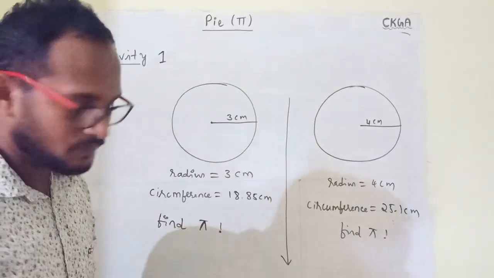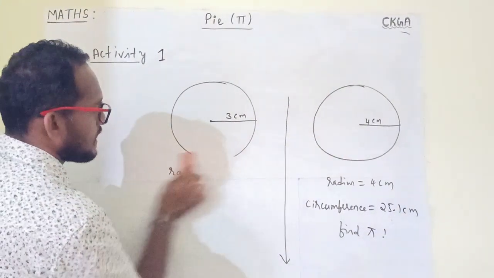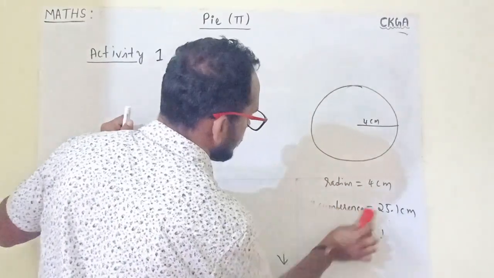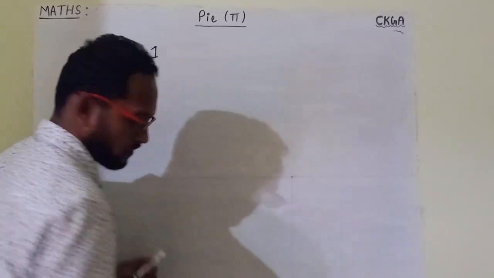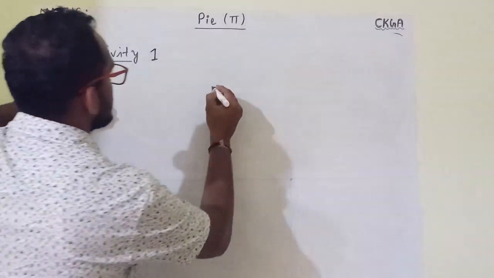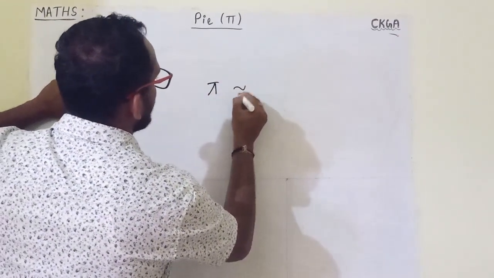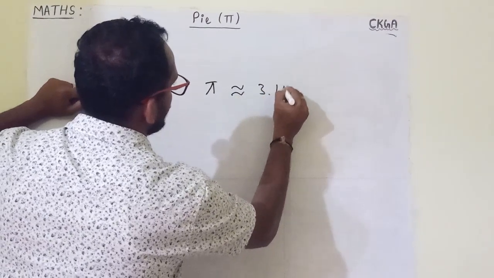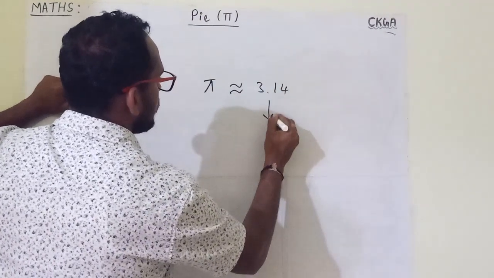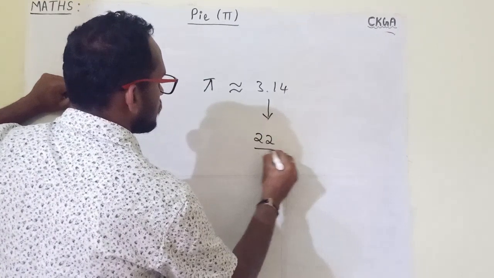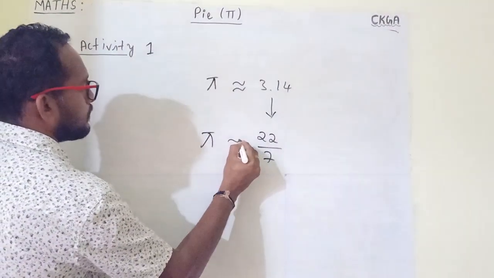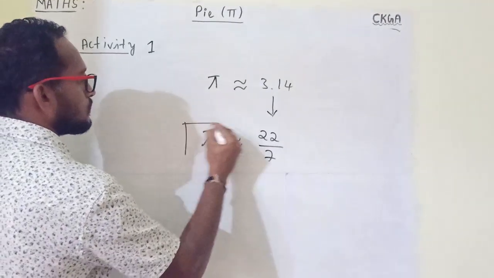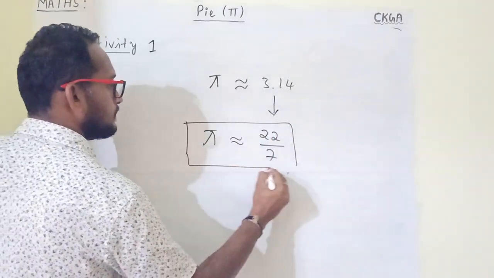After this activity, you can conclude for yourself what pi actually is. Pi is approximately equal to 3.14. This value is also equal to 22 over 7. Finally, the value of pi is approximately equal to 22 by 7.